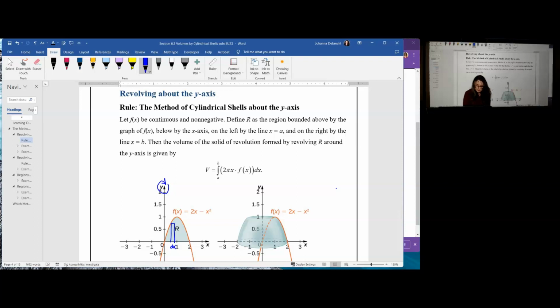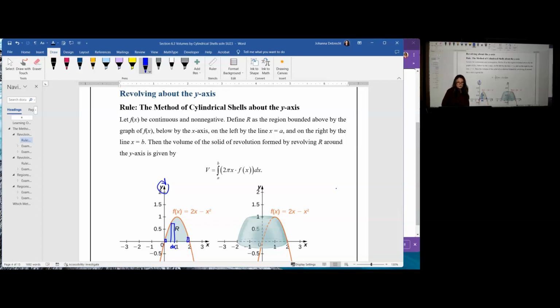And again, to get the limits of integration, we're going to look at the region to be revolved. We're going to take the x coordinate of the very first shell on the left, the rectangle, and then the x coordinate of the very last rectangle on the right. In this case, it would start at x equals 0 and go to x equals 2.